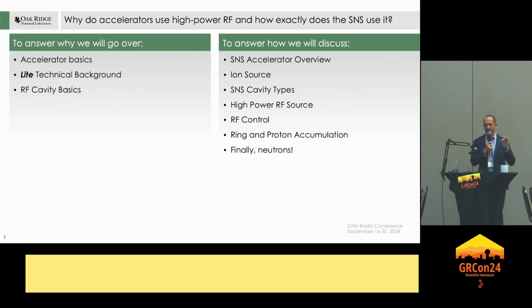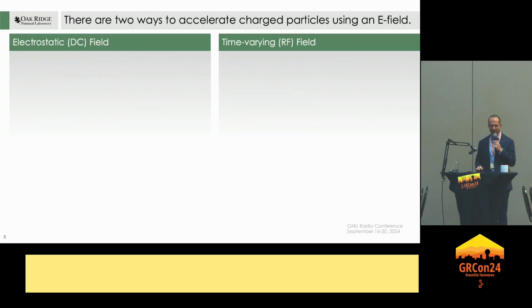Then we'll talk about how we control those. We do have a nice little FPGA-based control loop that we'll talk about. Finally, we'll talk about the ring, a little bit more about beam physics, the ring specifically, how we accumulate our protons, and how we use those protons to ultimately make neutrons for material science.